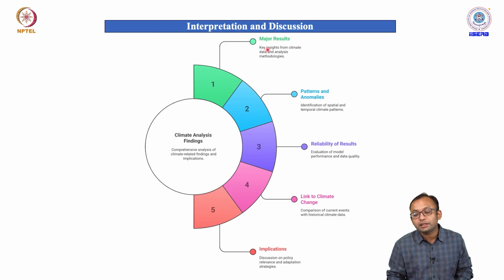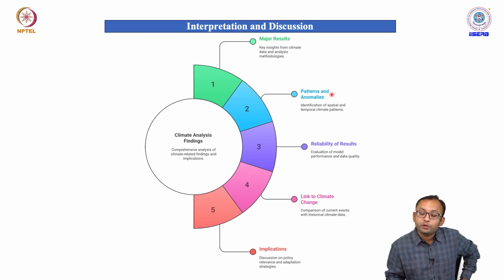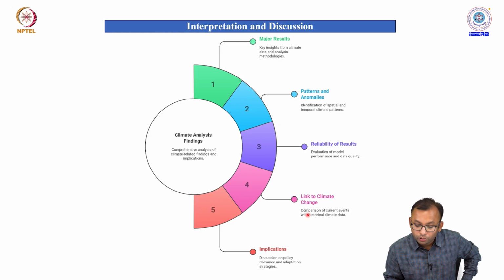So, you have measured results, the key insights from the climate data or analysis like that. You have already identified the patterns and anomalies in the data set, and you have already checked the reliability of results, performance and data quality. You have to link the data, whatever model data you observed, with climate change, a comparison of the current events with the historical climate data, and then you can comment on how climate change has influenced the behavior of a particular variable which you have done in the modeling.